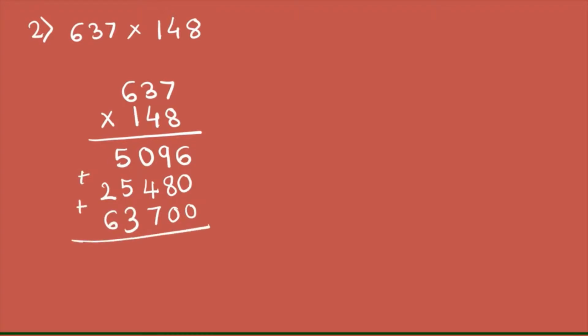So 6 plus 0 means 6. 9 plus 8 is 17. And 7 plus 1 is 8, plus 4 is 12. 5 plus 5 is 10, plus 3 is 13, plus 1 is 14. And 2 plus 6 is 8, plus 1 is 9. So we have our answer as 94,276. We can go through one more for your better understanding.